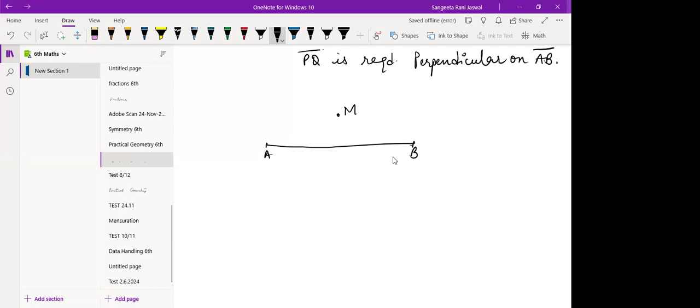Done, ma'am. Okay. Now take your compass, keep your compass pointer at M and open the compass so that you can make an arc like this on AB, so that it cuts AB at 2 points. Okay? Right? Done, ma'am. Okay.